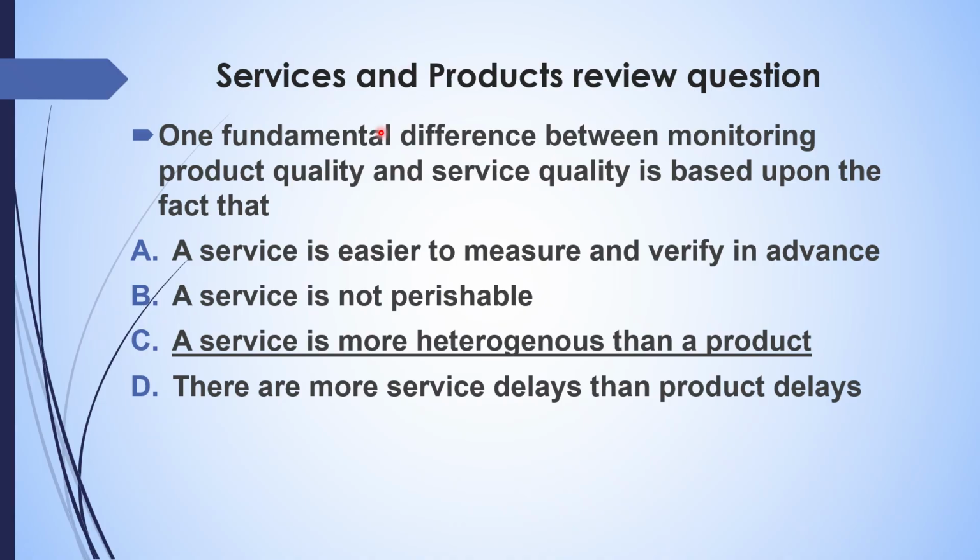Then, one fundamental difference between monitoring product quality and service quality is based upon the fact that the service is easier to measure and verify in advance. That is not correct. The service is always perishable. This is incorrect. A service is more heterogeneous than a product. There are more service delays than product delays. So this is an accurate statement. So the correct answer is the service is more heterogeneous than a product.